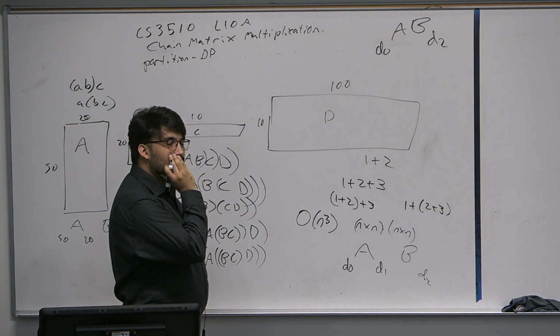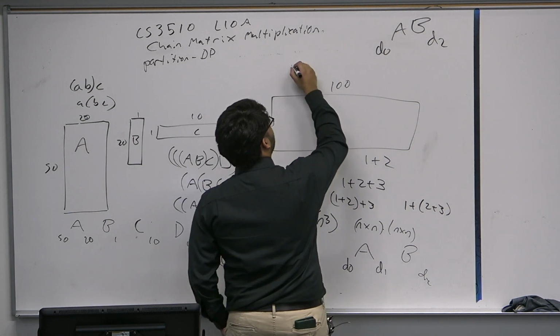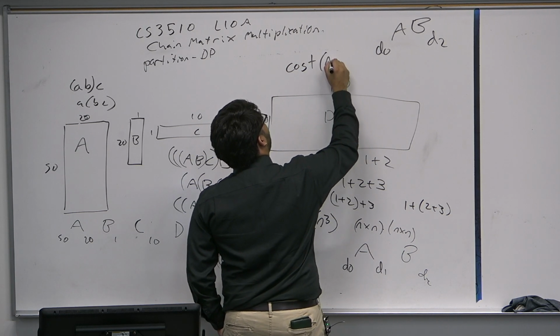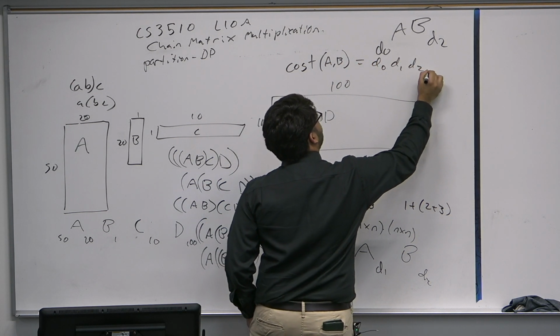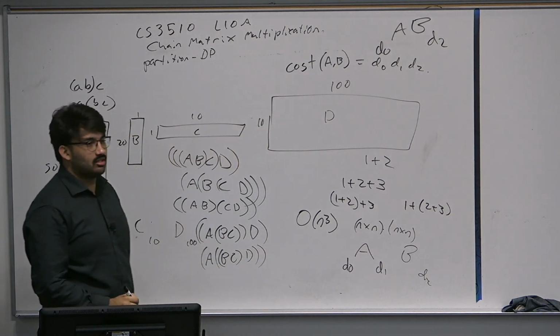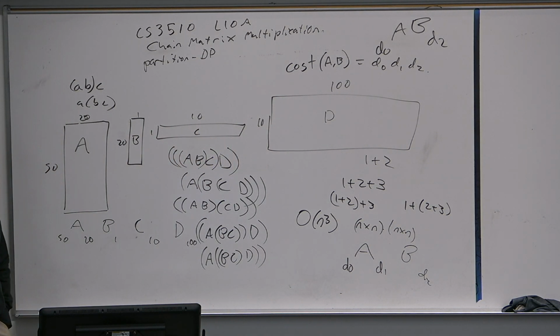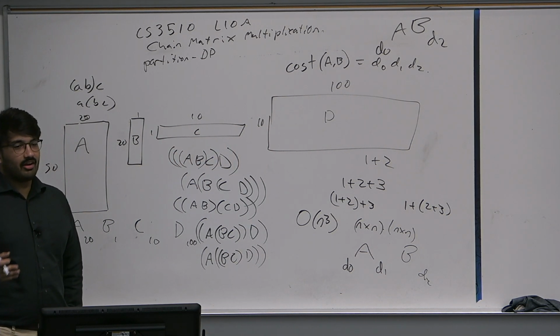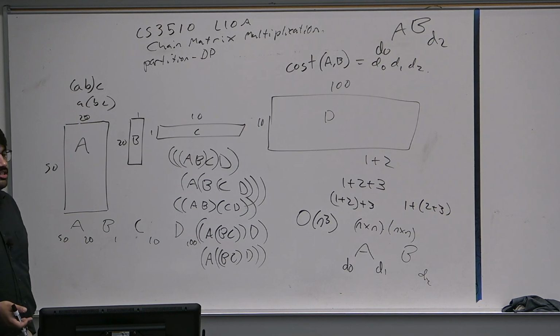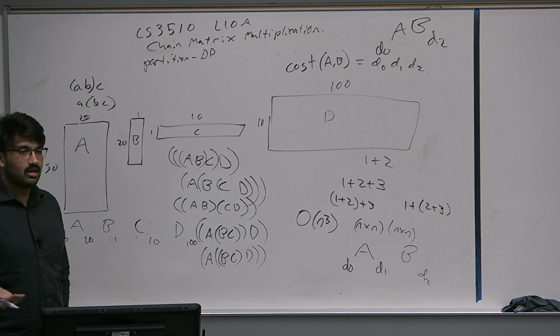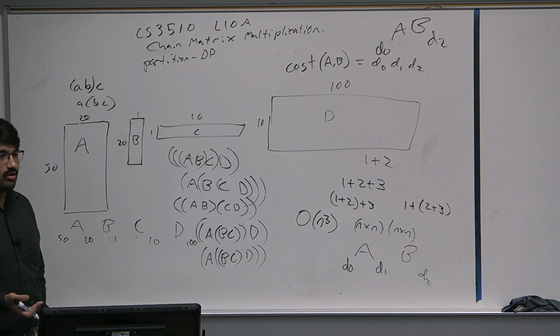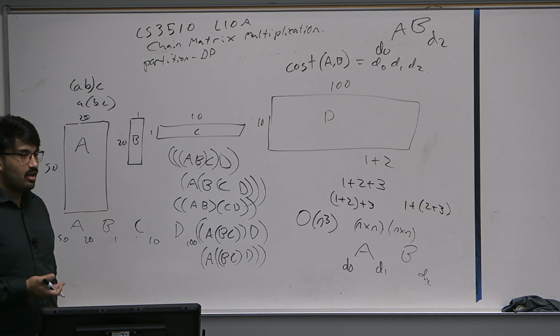D0, D1, D2. Yes, that's going to be our cost function. The cost to multiply AB should be D0 times D1 times D2. That makes the most sense in terms of the operations we're going to have to compute. Now again, we don't need a very accurate cost function. We just need to compare costs. So we just choose a cost function that's got some sane properties. It sounds right. It's monotonic, for example.